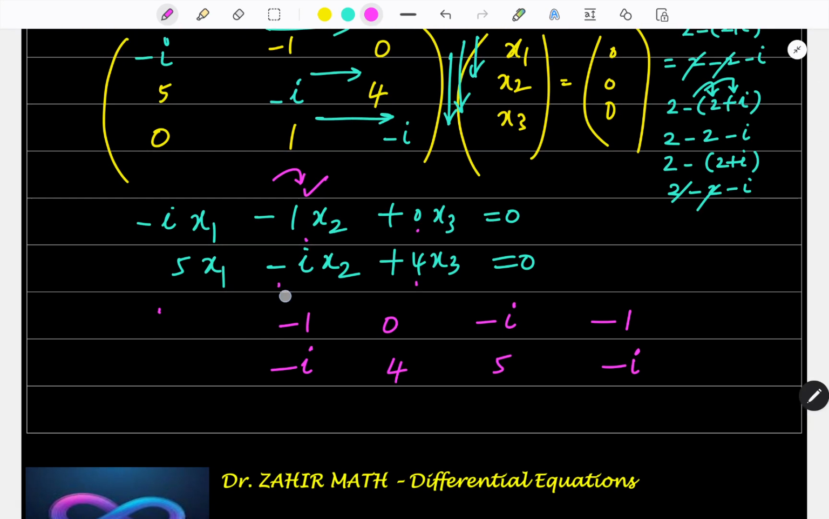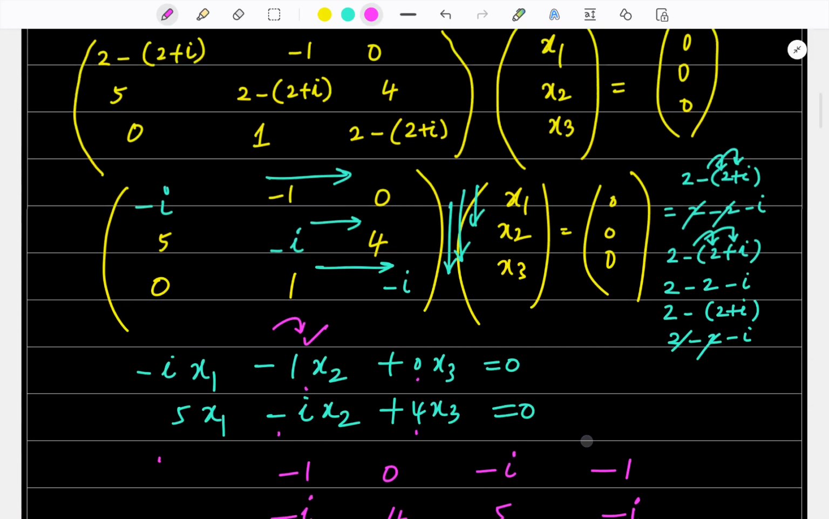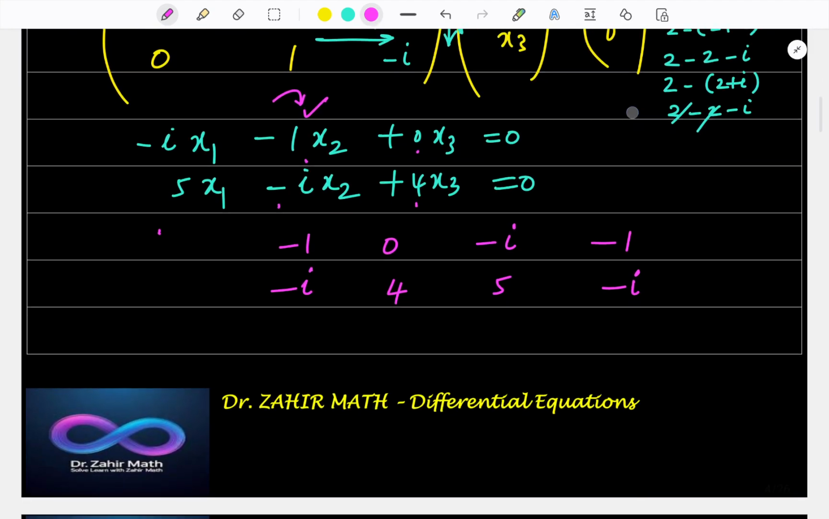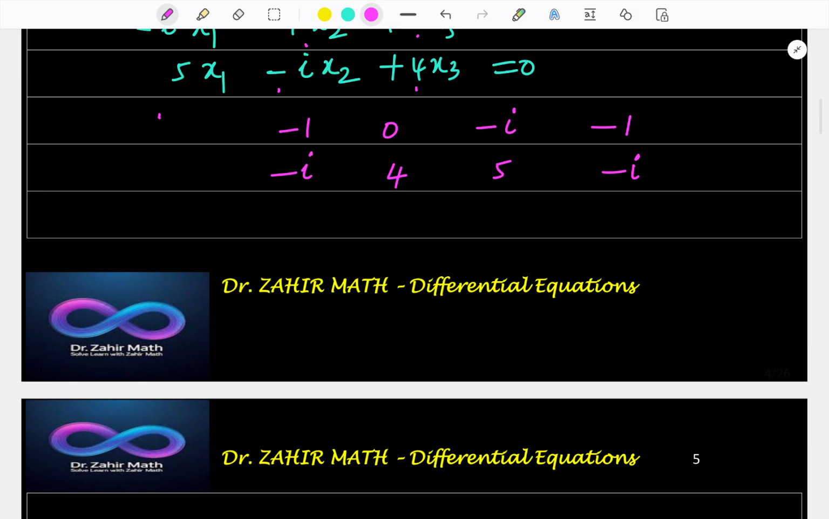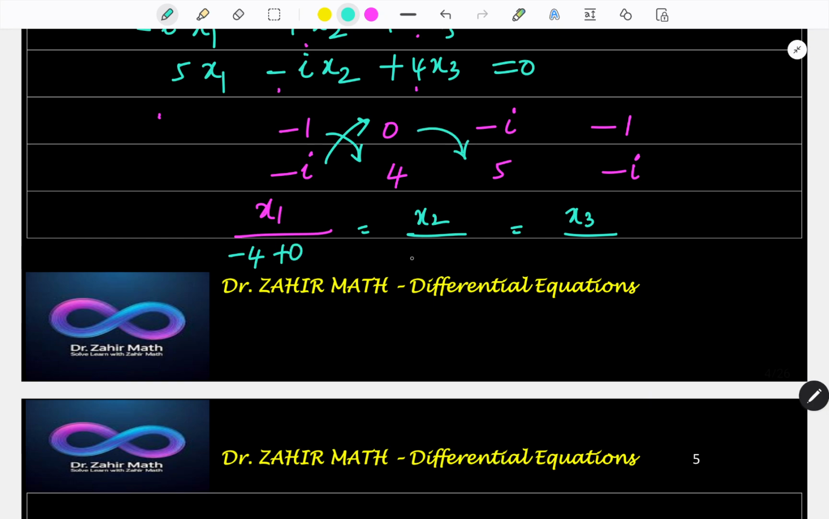Again I'll repeat. Minus i, plus 4, plus i, plus 5, and then minus i. Okay, right. So it is plus 5, right? Yes, there is no change there. Plus 5 only, right? Let me start the values. x1 divided by, and x2 divided by, and x3 divided by. x1 divided by minus, 1 into 4 is minus 4, and this is going to become plus 0. And 0 into 5, it's going to become 0, and this is going to become plus 4i, right.